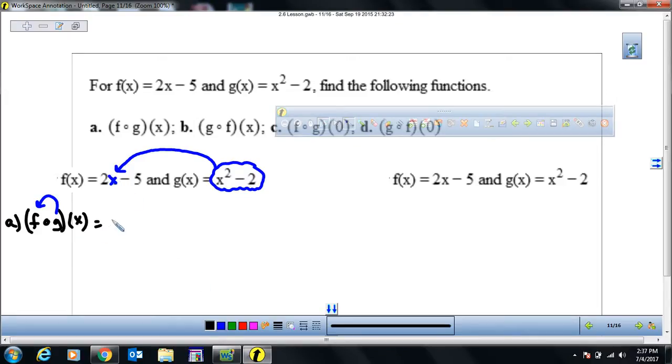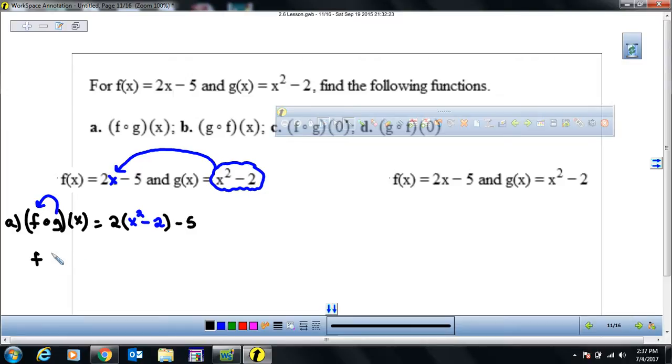So my new function is going to look like this: 2 times x minus 5. But like we said, the x was going to be replaced with the function g of x, which is x squared minus 2. And then we have to simplify it. So this is what the function f of g is going to mean. So we're going to simplify this.